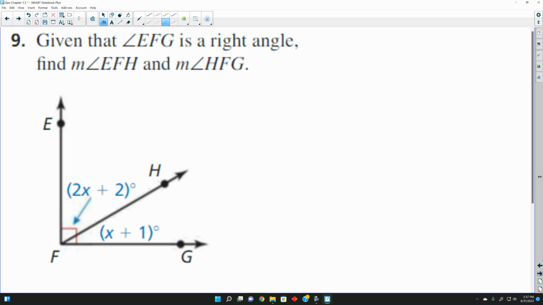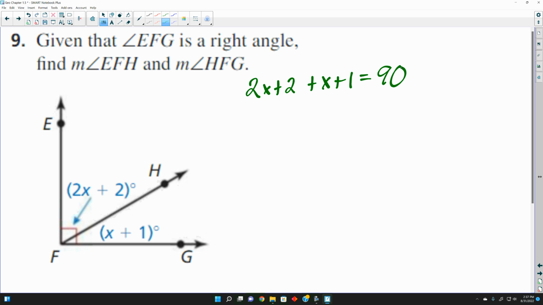Given that angle EFG is a right angle, what's the measure of EFG? 90. Find the measure of each of these angles. So we know that these two angles added together should be what? We're saying that 2x plus 2 plus x plus 1 is equal to 90. Yes?